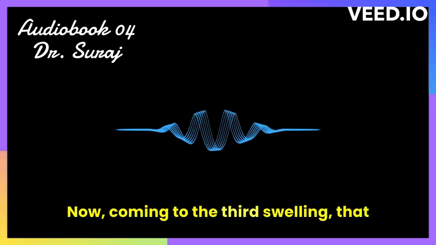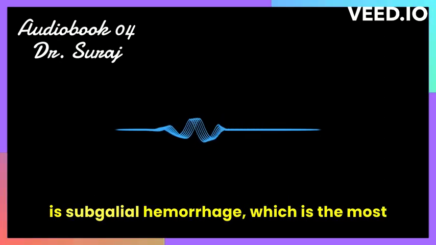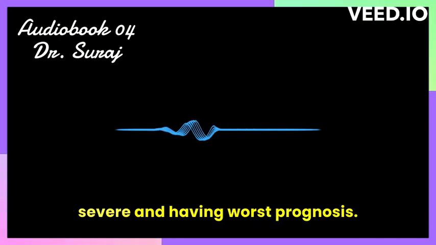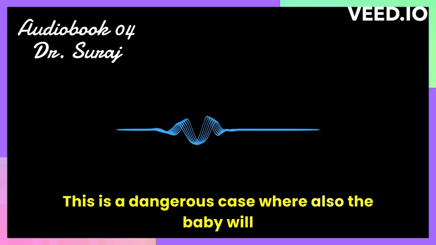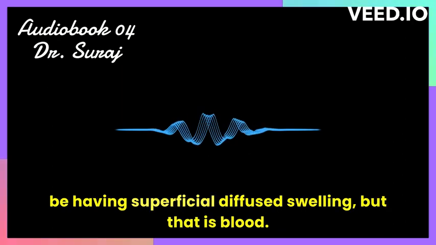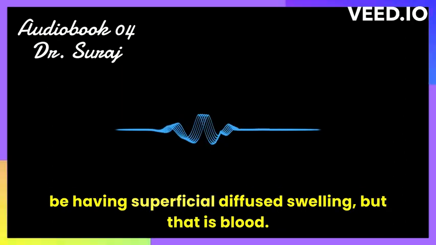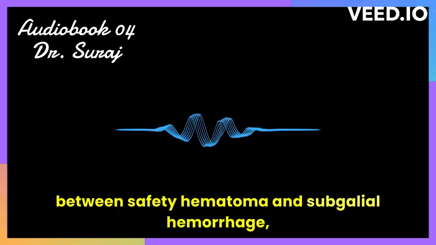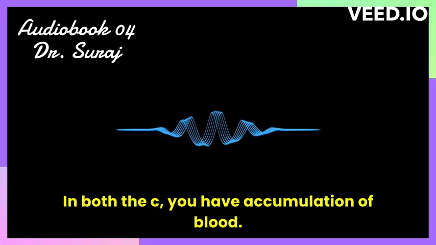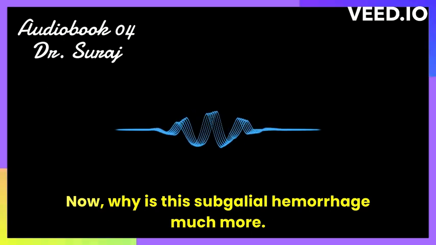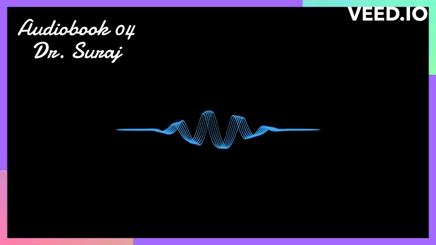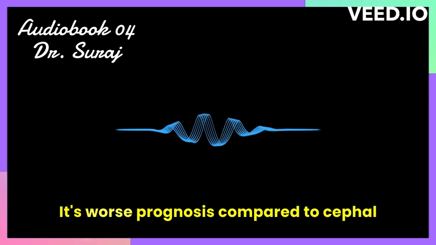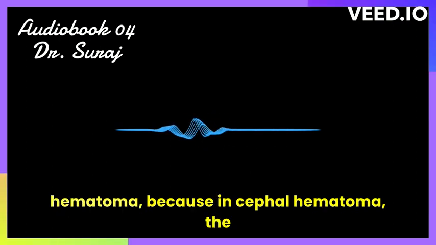Now coming to the third swelling, that is subgaleal hemorrhage, which is the most severe and has the worst prognosis. This is a dangerous case where the baby will also have a superficial diffuse swelling, but that is blood. Now if I have to compare cephalhematoma and subgaleal hemorrhage, in both you have accumulation of blood. Now why is this subgaleal hemorrhage a worse prognosis compared to cephalhematoma?